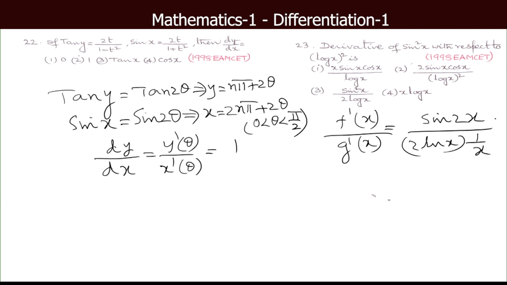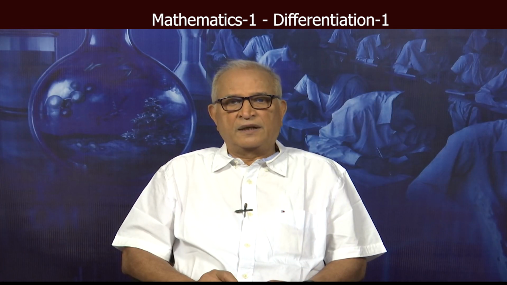Well, when you write sin 2x as 2 sin x cos x, 2 can be cancelled. So, x sin x cos x by ln x. So, that is of course the first option. So, well, this is the end of this episode.